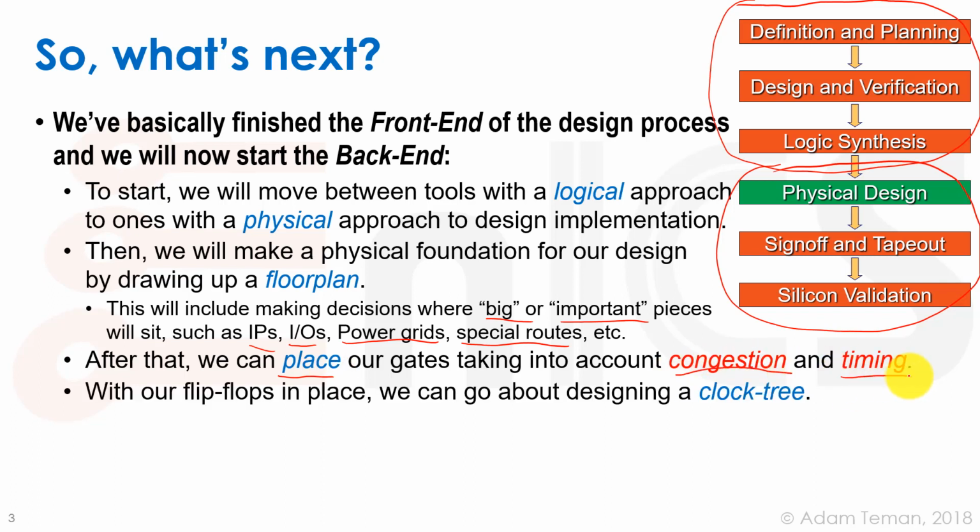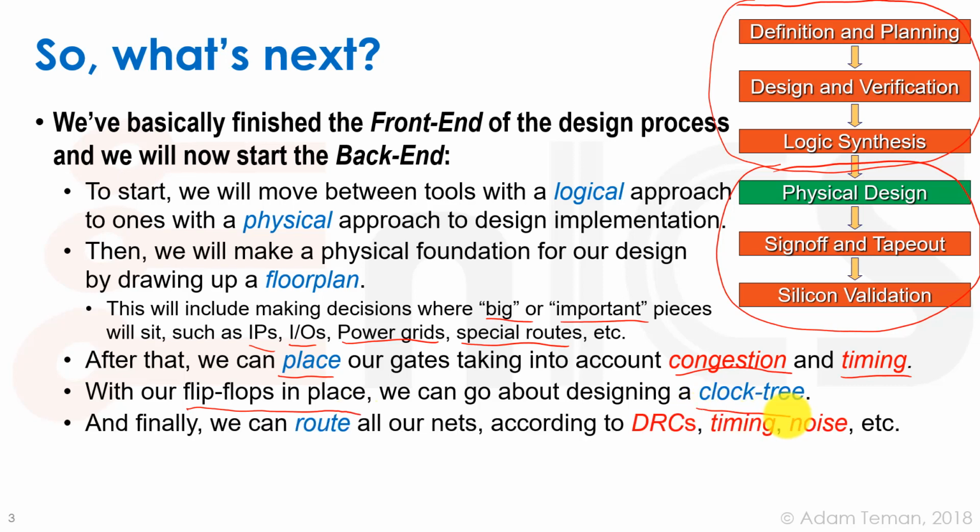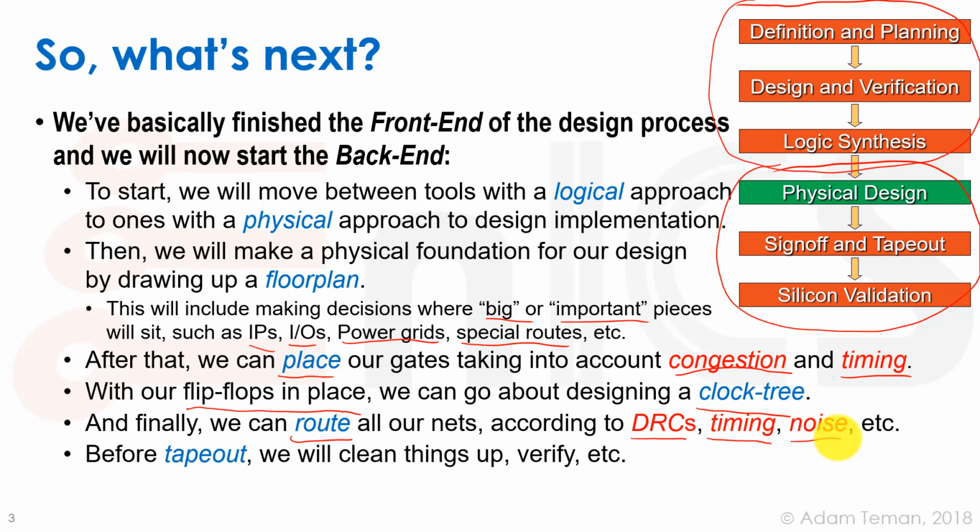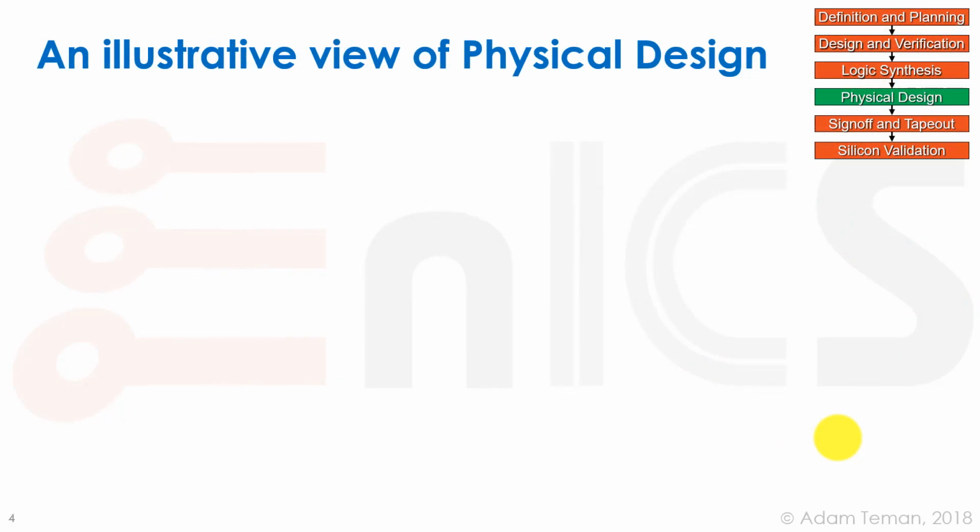When we finish our placement, now we have put our flip-flop somewhere. So now we know where our clocked elements are. So then we can go on and build a clock tree, see how we distribute the clock to every part of the design. Finally, we can route our nets or do detailed route, where we actually go and connect all of the nets to all of the pins in the different gates and IPs. We have to take into account DRCs, our design rules, and of course timing, noise, and other things. Finally, before tape out, we'll clean up things, we'll verify, we'll make sure everything is connected and that we are breaking no rules.